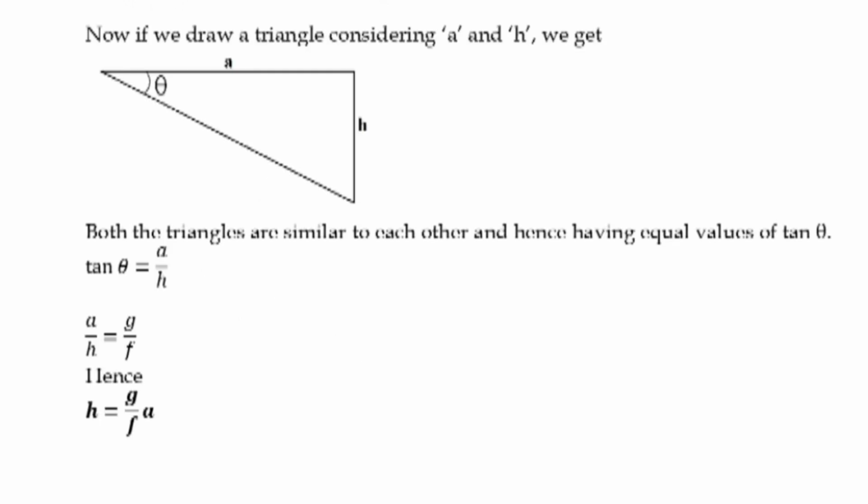Now if we draw a triangle by using a and h, we will see that this triangle will be very similar to the triangle that was drawn by using g and f, and the angle theta will also be equal in those two triangles. So tan theta in this case is h divided by a, and in the earlier case it was g divided by f. If we equate both of them, then h will basically be g by f times a, and that is going to be the answer.